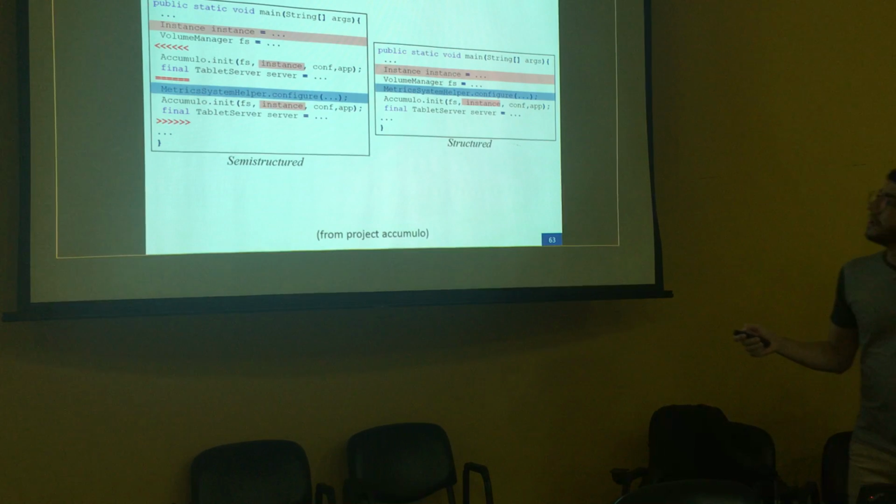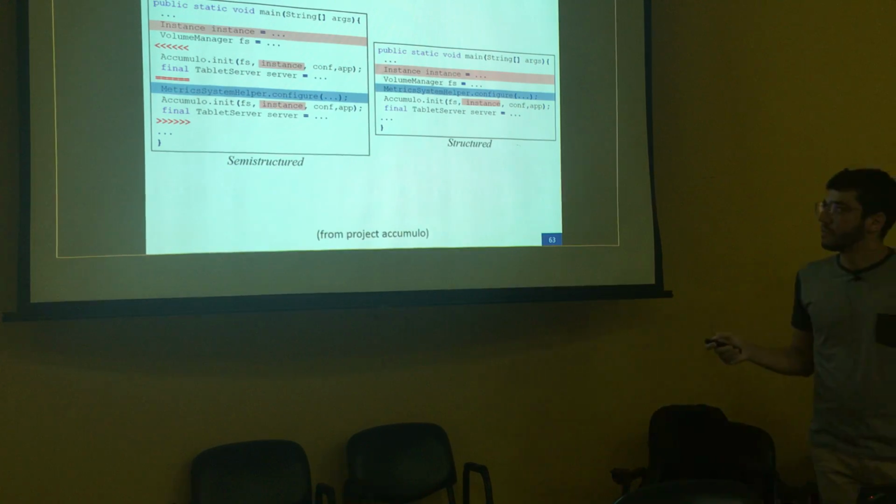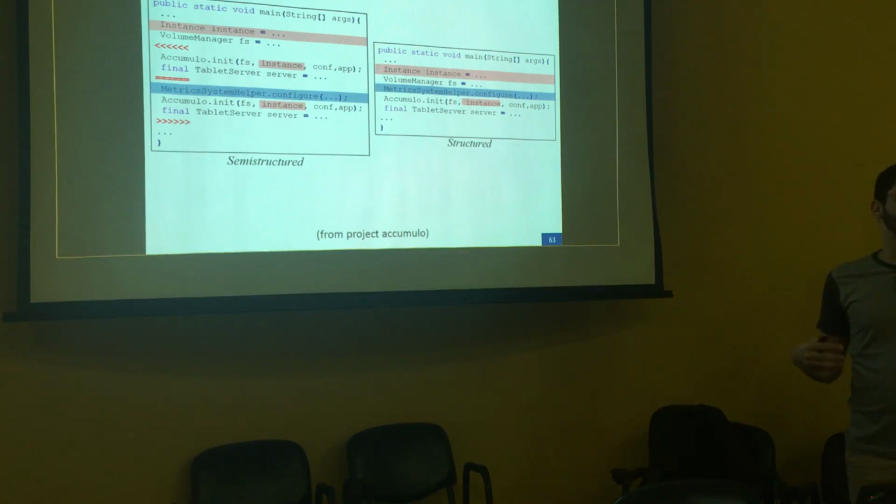In this example, the first developer, in red, created the instance object and passed it into the init method call. And the second developer added the configure method call. As these changes are in different nodes in the representation of structured merge, it does not report a conflict, but semi-structured merge reports a conflict because it detects the changes are in overlapping text areas. In this example, actually the changes are in consecutive lines, so it reports a merge conflict.